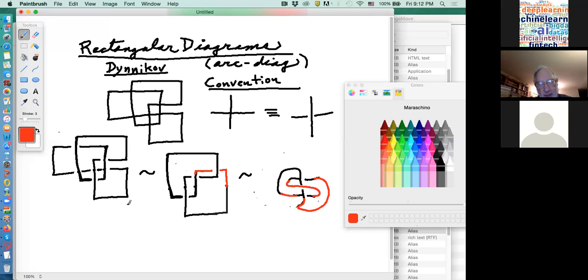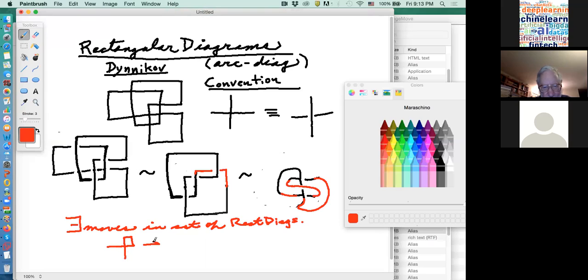So the upshot of this is that there exist moves in the category of rectangular diagrams. And those moves consist of, some of them are like this. They would be simplifying or complexifying moves like that, corner moves. And there are other little corner moves that you can articulate like this. Yeah. They stay in the category, things like that.